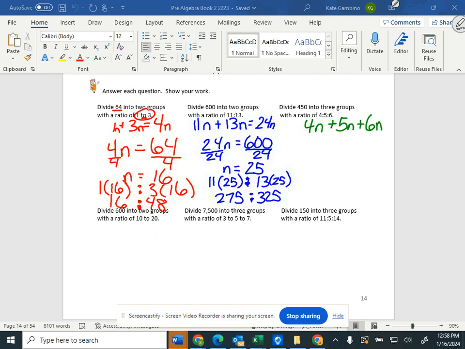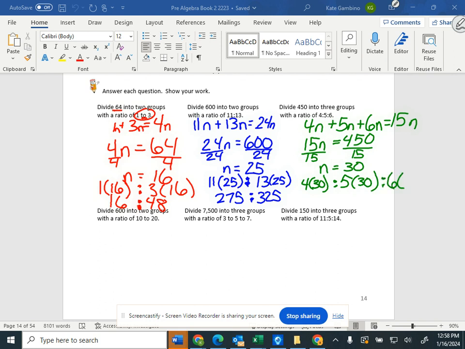4n plus 5n plus 6n equals 15n. So then I've got the same thing now. 15n equals 450. Divide each side by 15. And we get n equals 30. So now we just put that back into our ratio. So 4 times 30 to 5 times 30 to 6 times 30.